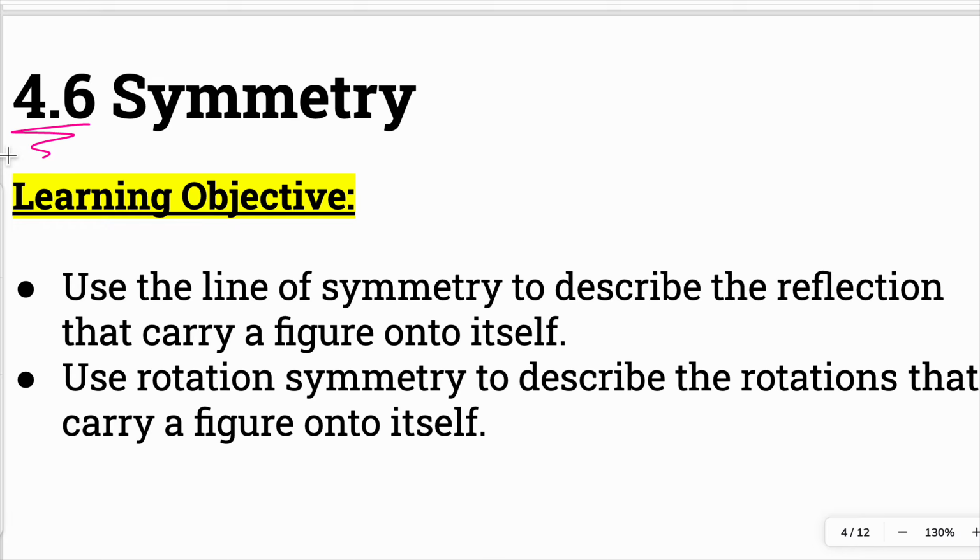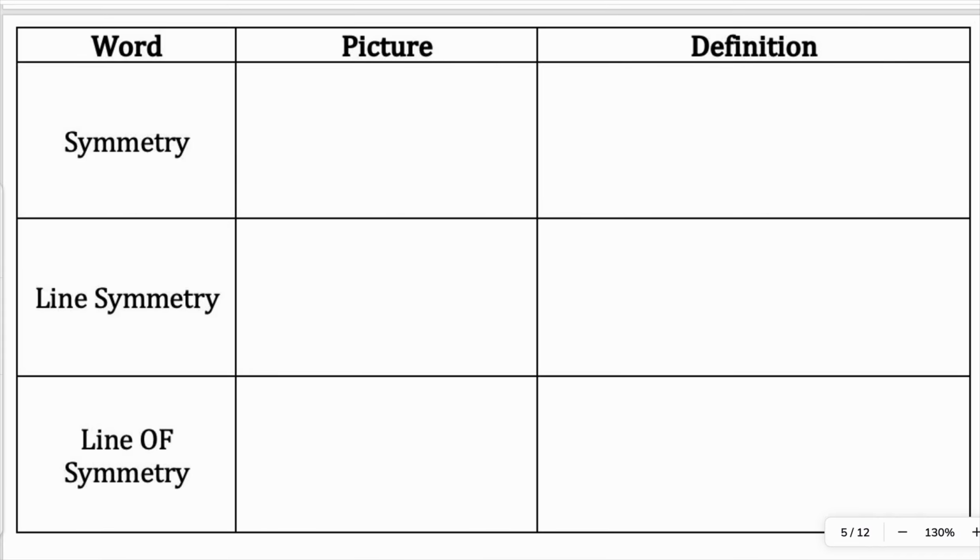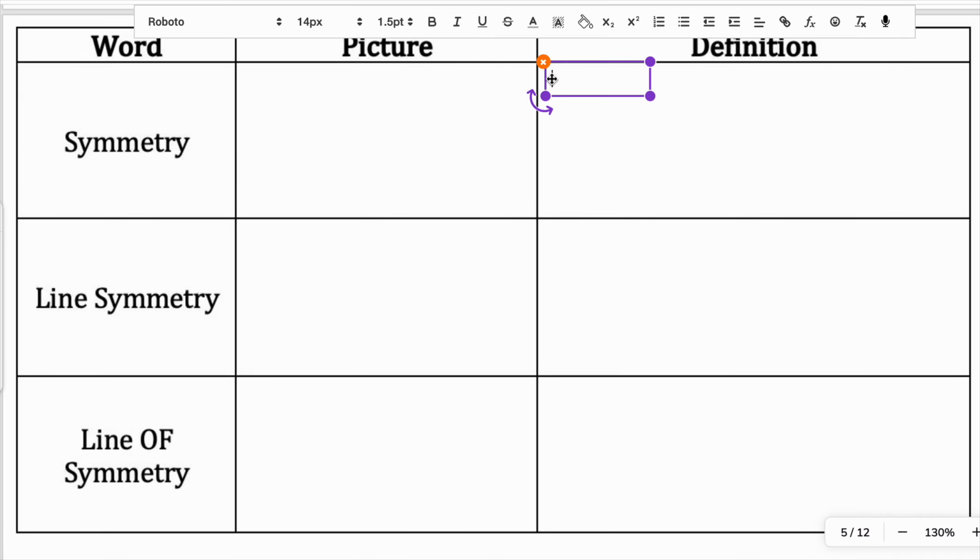Today we're going to look at lesson 4.6, Symmetry. So we'll be able to use the line of symmetry to determine if the reflection carries a figure onto itself, and also use rotational symmetry to describe rotations that can carry a figure onto itself. First off, we have some definitions for our vocabulary section.